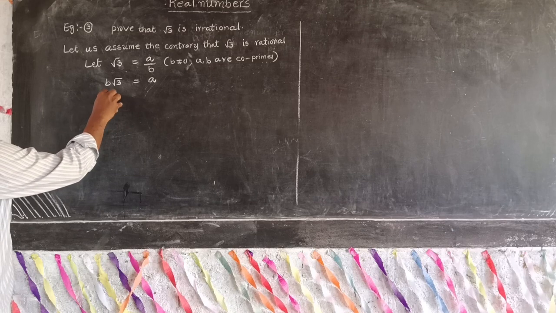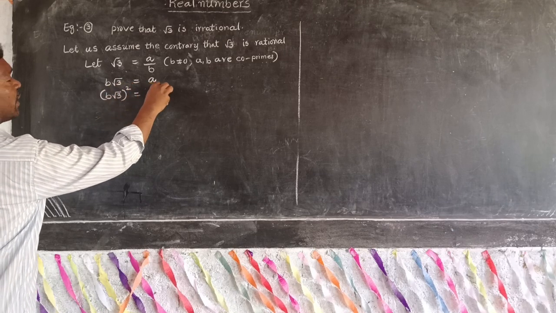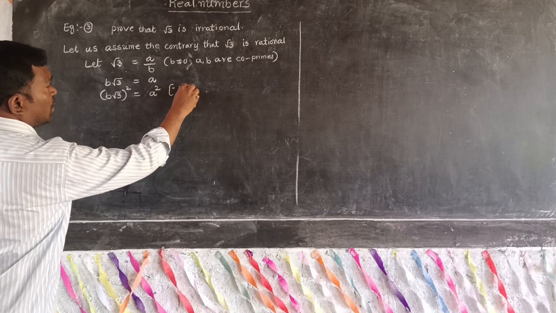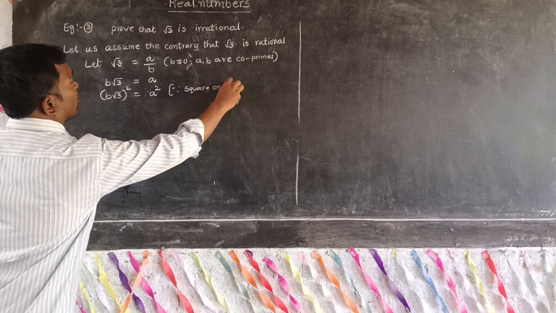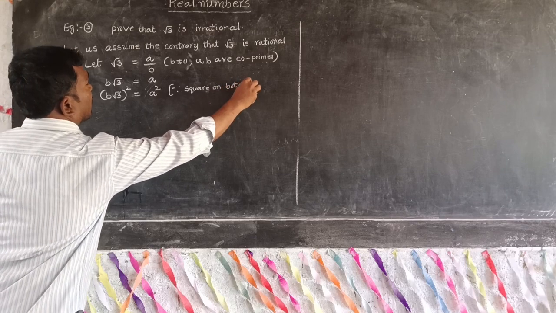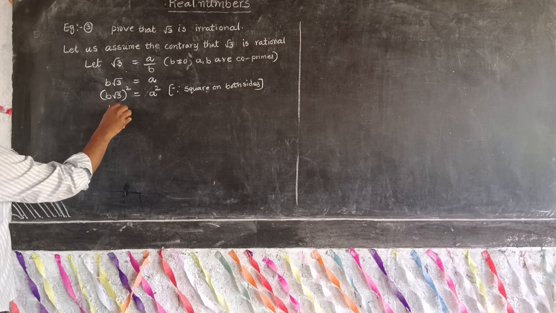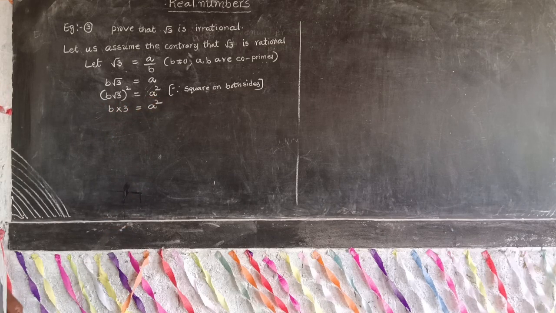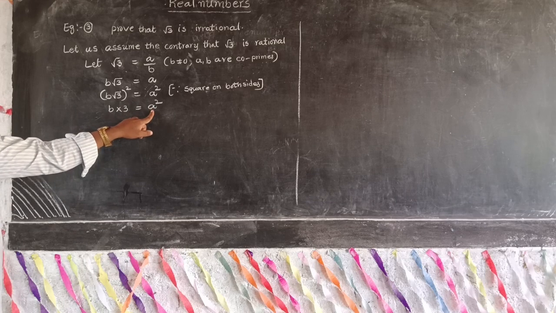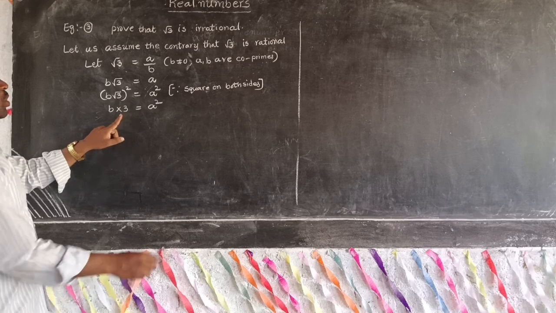Next, square on both sides. (b root 3) whole squared equals a squared. Squaring both sides, we get (b root 3) whole squared equals a squared, so b squared into 3 equals a squared. That means b squared and 3 are both factors of a squared.